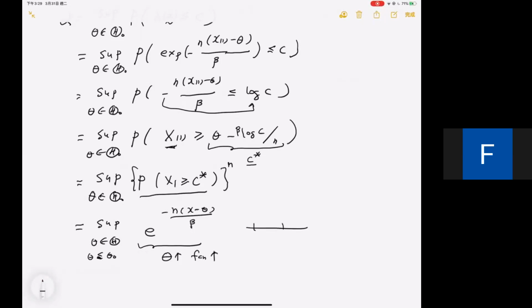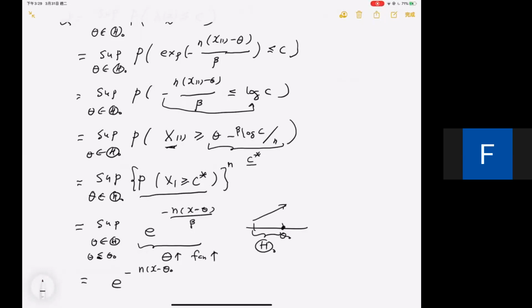This is theta 0, this is your null space. Okay, increasing function, that means this guy happens at the boundary. Again, good things always happen at the boundary.